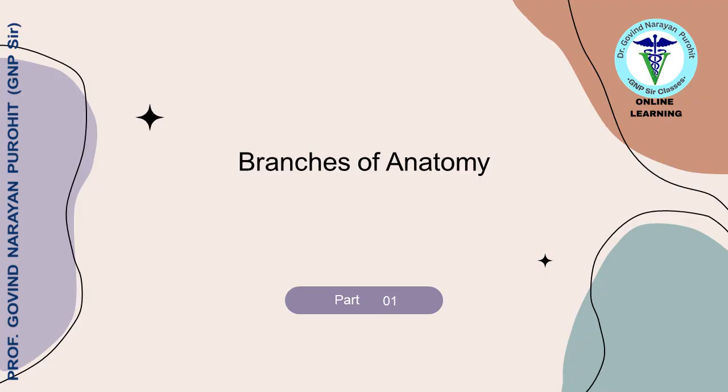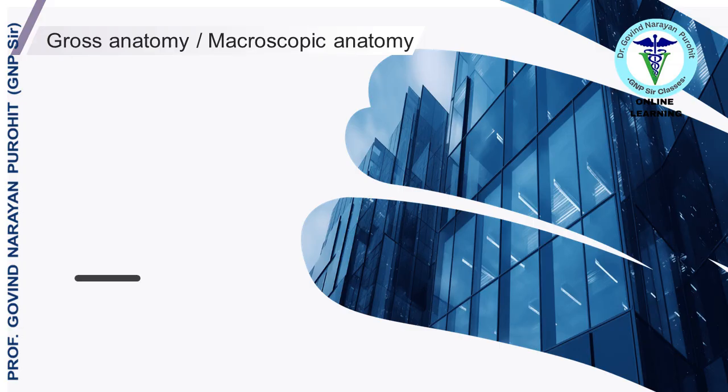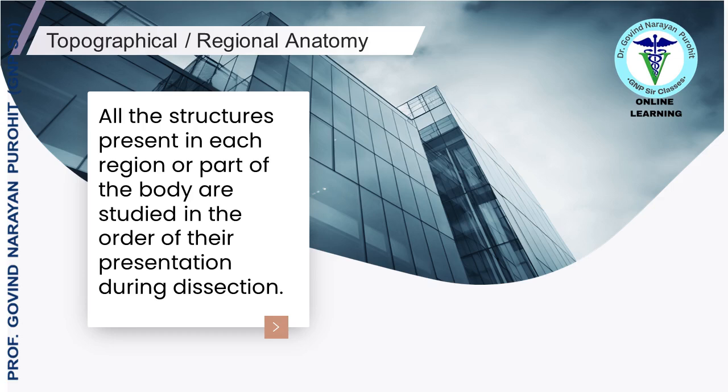Anatomy is the branch of biological science, which deals with the form and structure of the body and its parts. Let us first talk about the branches of anatomy. Gross anatomy is a branch of anatomy that deals with the macroscopic structure of tissues and organs. In topographic or regional anatomy, all the structures present in each region or part of the body are studied in the order in which they should present themselves in the course of dissection.